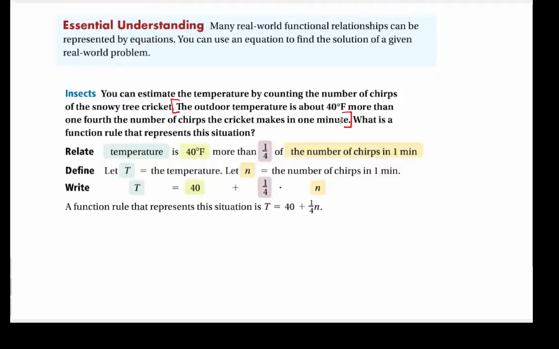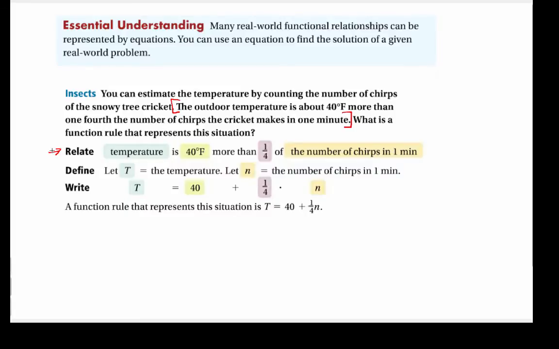So it says the outdoor temperature is about 40 degrees more than, so there's an addition. 40 more than means something plus 40. 1/4 the number of chirps the cricket makes in 1 minute. So if you think about that sentence as a whole, the relationship that's taking place in that sentence, and this is the whole key, is first of all, understanding the relationship.